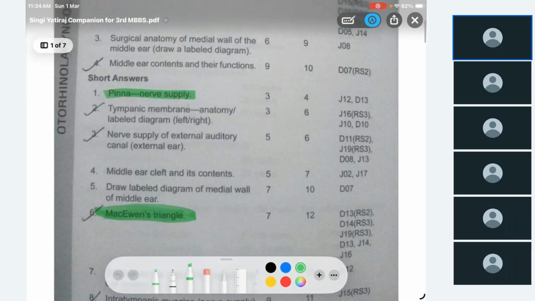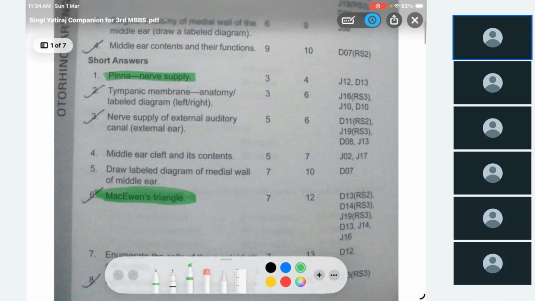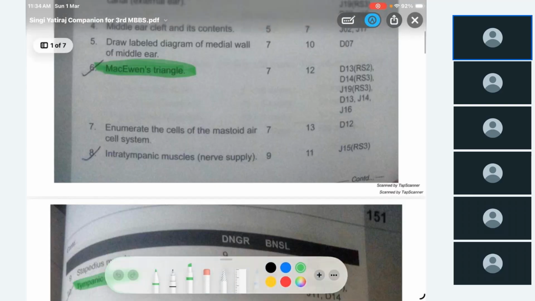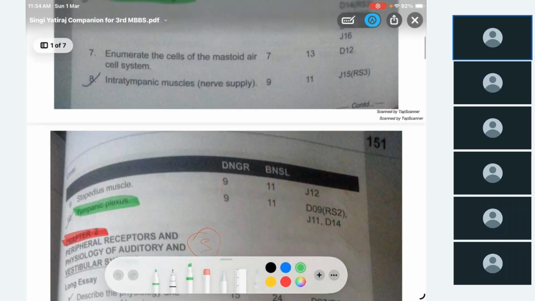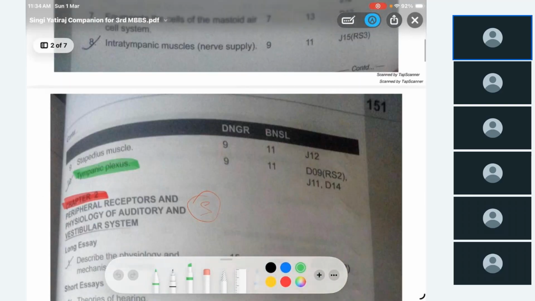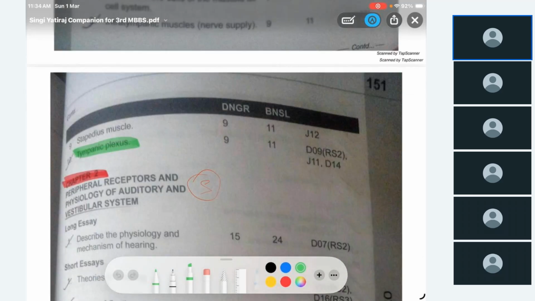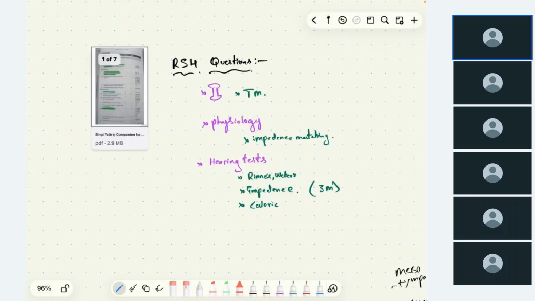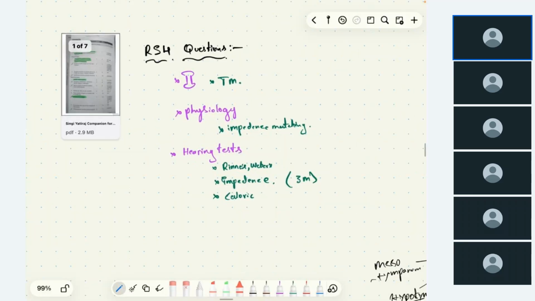Following that, the pinna nerve supply, McEwen's triangle, tympanic membrane, nerve supply of external auditory canal, mastoid air cell system, and also tympanic plexus have been asked as 3 markers. We will discuss all of this shortly. In RS4, only tympanic membrane was asked as a short essay, but we can expect the examiner to ask middle ear and any other questions which I mentioned earlier.